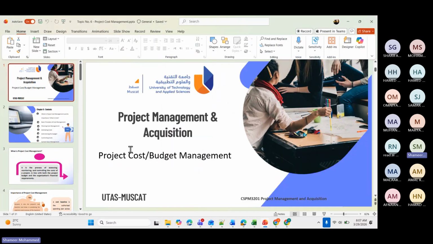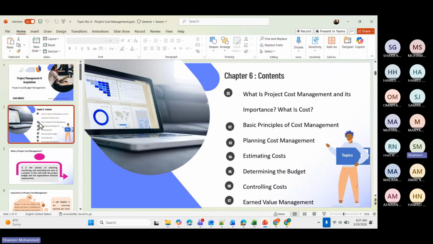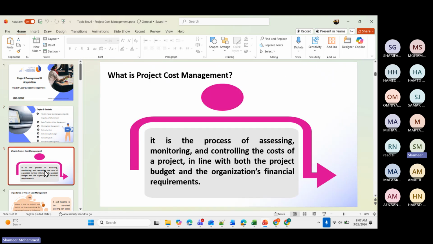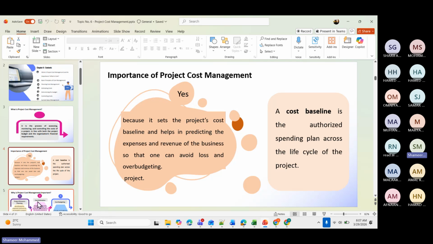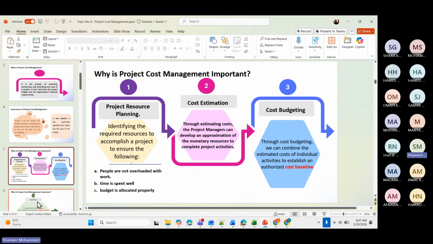So cost management, I started in the last class, right? I discussed with you the definition of project cost management, why it is important, and what will happen if you don't manage the cost. These are the things that I discussed in the last class.